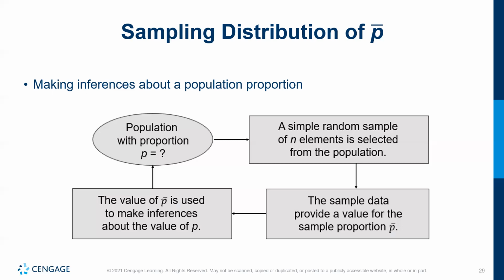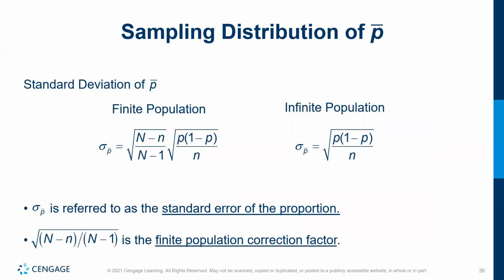Okay, so with a proportion, same idea. A random sample is selected. The sample data provides us a sample proportion, and then we use the sample proportion to make inferences about the population proportion. So here's how you find the standard deviation of a proportion. It's the square root of p times 1 minus p over n. So the proportion times 1 minus the proportion over n, the number of items in the sample.